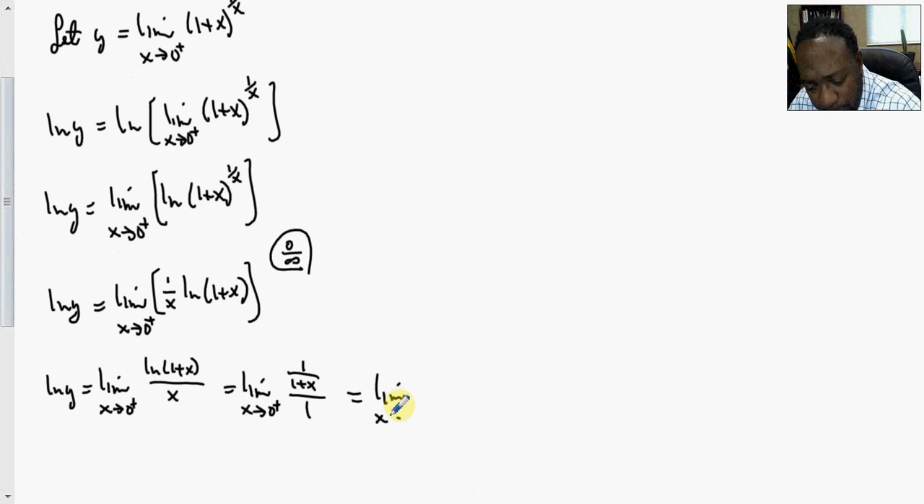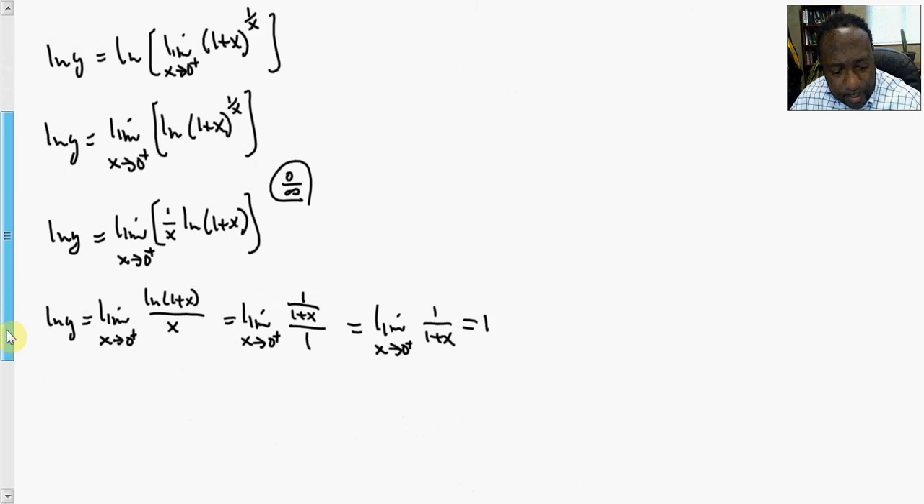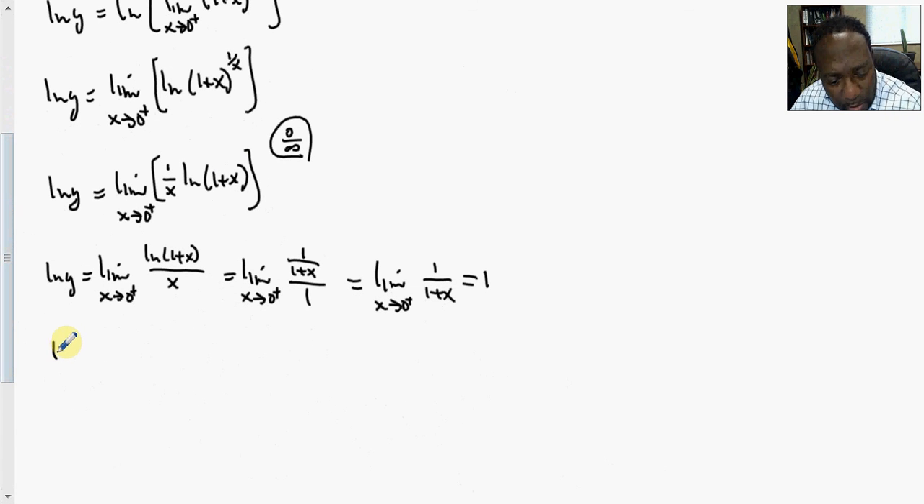So we get the limit as x goes to 0 from the right of 1 over 1 plus x. Now as x goes to 0 from the right, 1 over 1 plus x goes to 1. There's no discontinuity there. Just plug in x equals 0. So you get 1 over 1, you get 1. But we started out with the natural log of y. This is equal to 1.